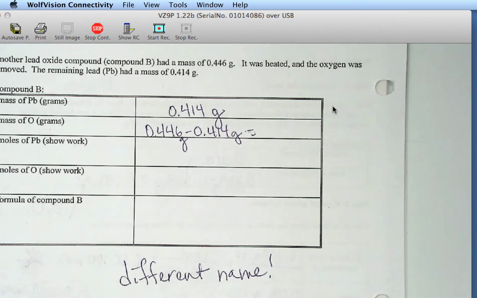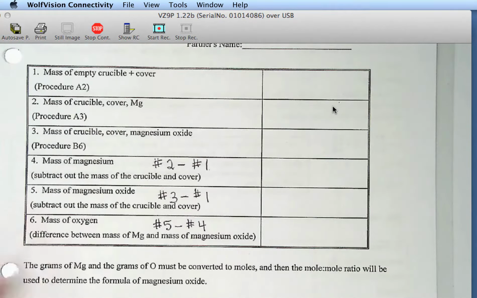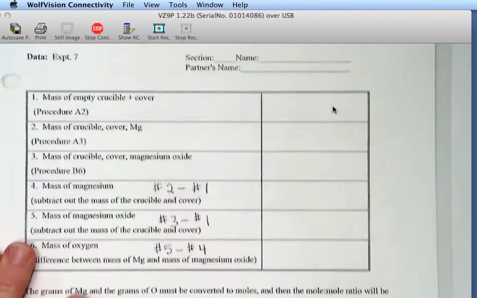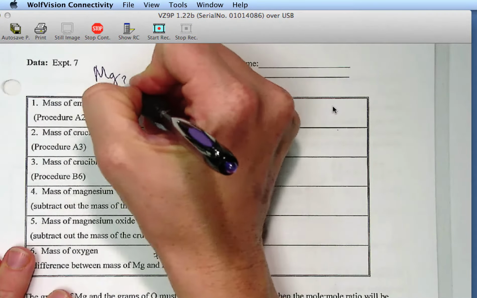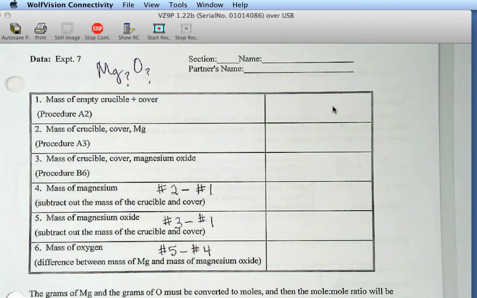On your data page, on page 57, since we were having some equipment troubles, I'll tell you what you would have done. You would have weighed out a crucible on a crucible cover, then you would have added magnesium to it, then you would have heated the crucible with a Bunsen burner, it would have ignited, you would have heated it, added water, then you would weigh it at the end. The whole goal of this lab was to determine what the formula of magnesium oxide would be.